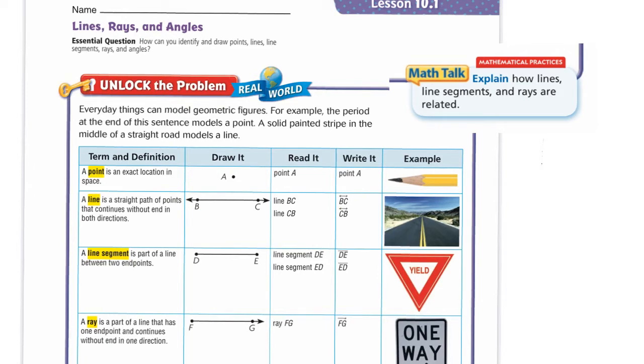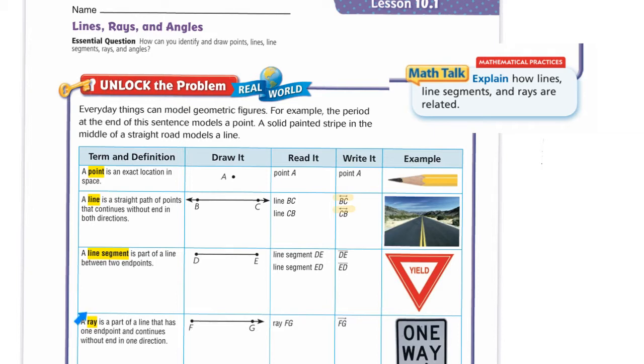I would really pay attention as well to the lines up above BC and CB. So you can't just put BC and assume that people will know what you're talking about. You have to put the line picture up above it, like a little mini one that fits above the letters or the points you're talking about.